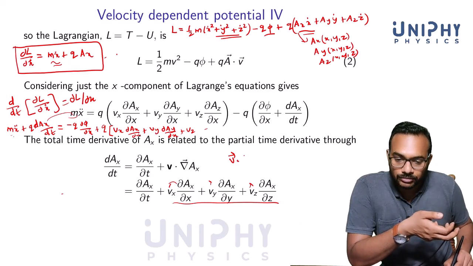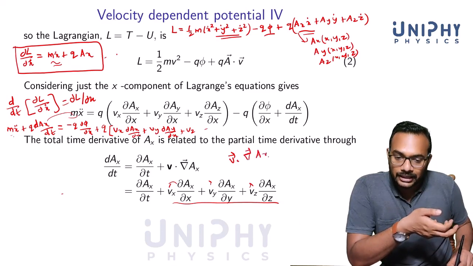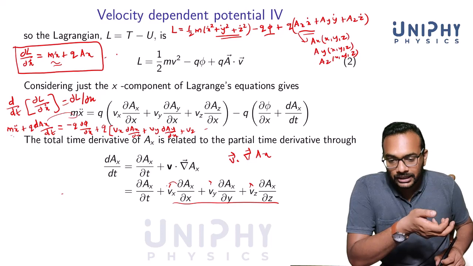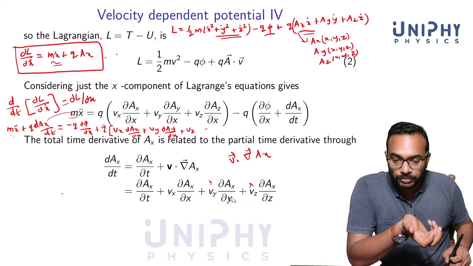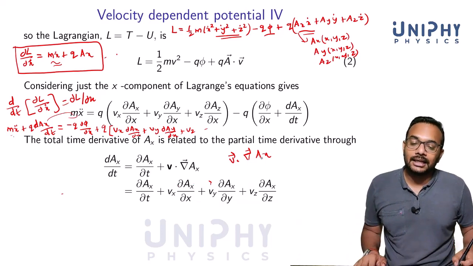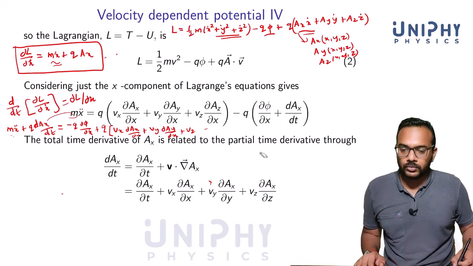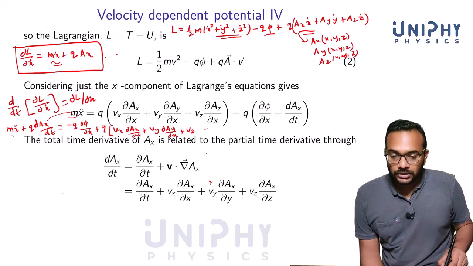What's that? This is simply del vector Ax. So you can write this as ∂Ax/∂t plus v vector dot del Ax. That's what we have done here. So remember this general result.